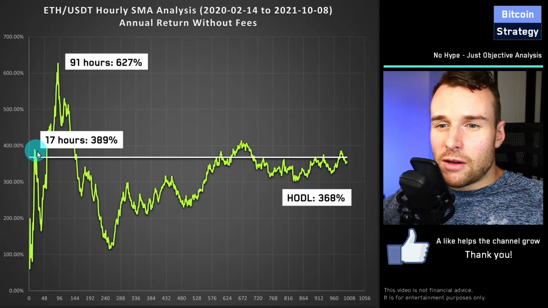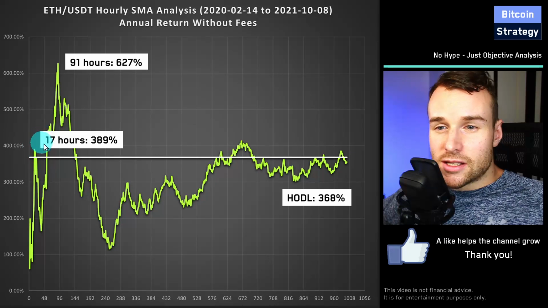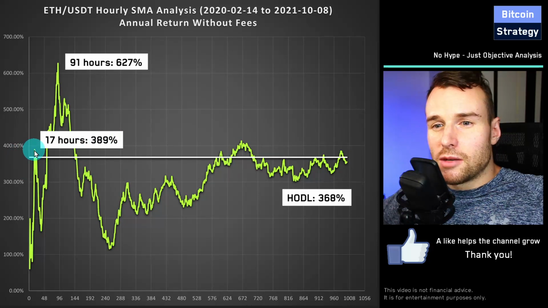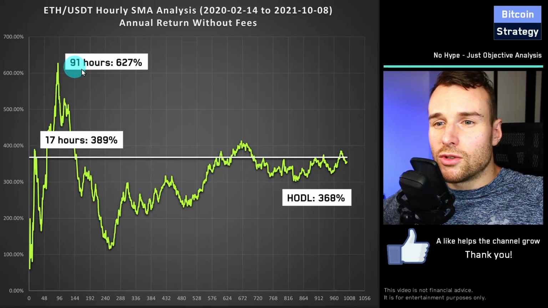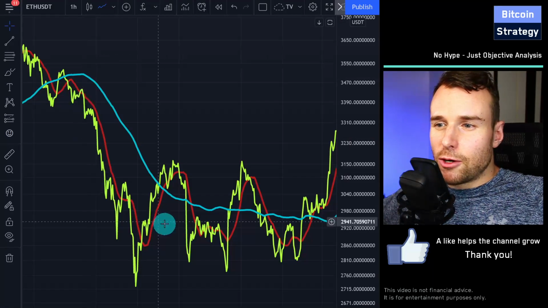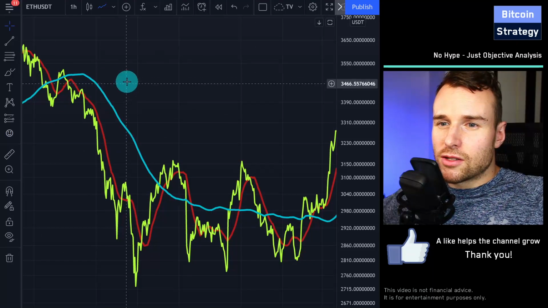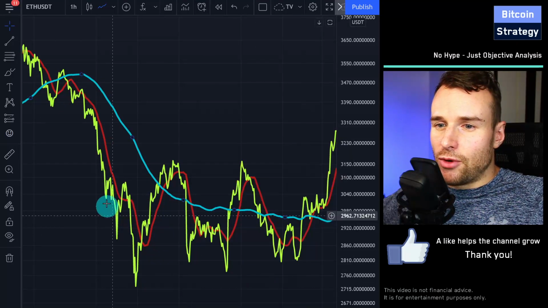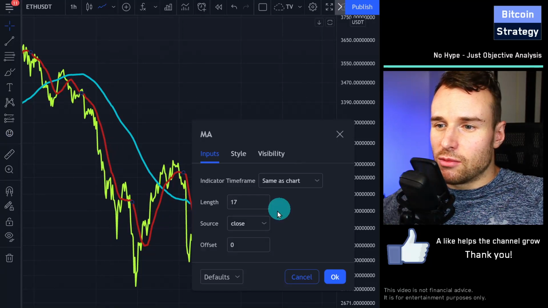Over here, this very short-term moving average that's still better than buying and holding is the 17-hour moving average. It still would have outperformed buying and holding. It's this point over here, but it's obviously nowhere as good as the 91-hour. Now here we've got both moving averages plotted on a chart of Ethereum. So the 91-hour moving average here in blue, and in red we've got the 17-hour moving average.